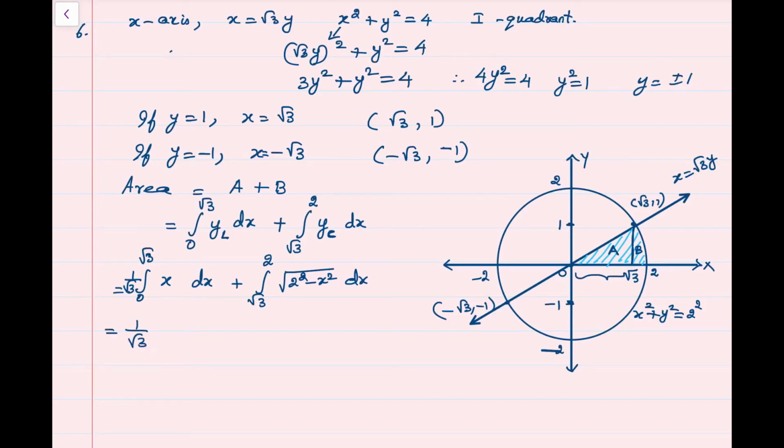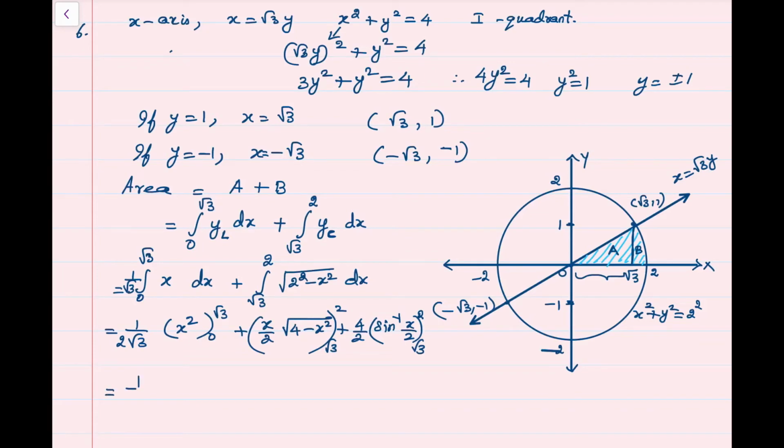1 by root 3 times x square divided by 2, and the limits are 0 to root 3, and let us use that formula. x by 2 root of a square minus x square plus a square by 2 sine inverse of x by a, and don't forget the limits. This is equal to 1 by 2 times root 3. Root 3 square is 3 and the lower limit is 0, plus upper limit is 0 minus lower limit is root 3 divided by 2.